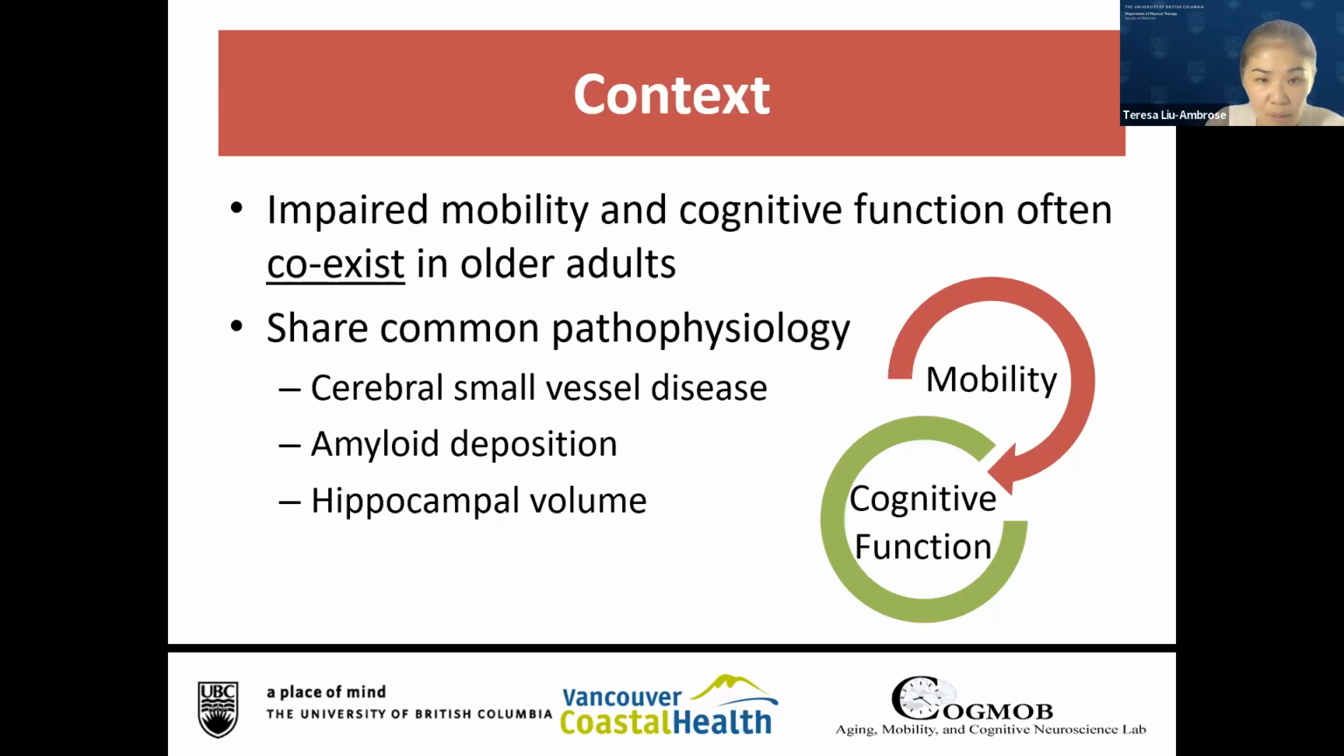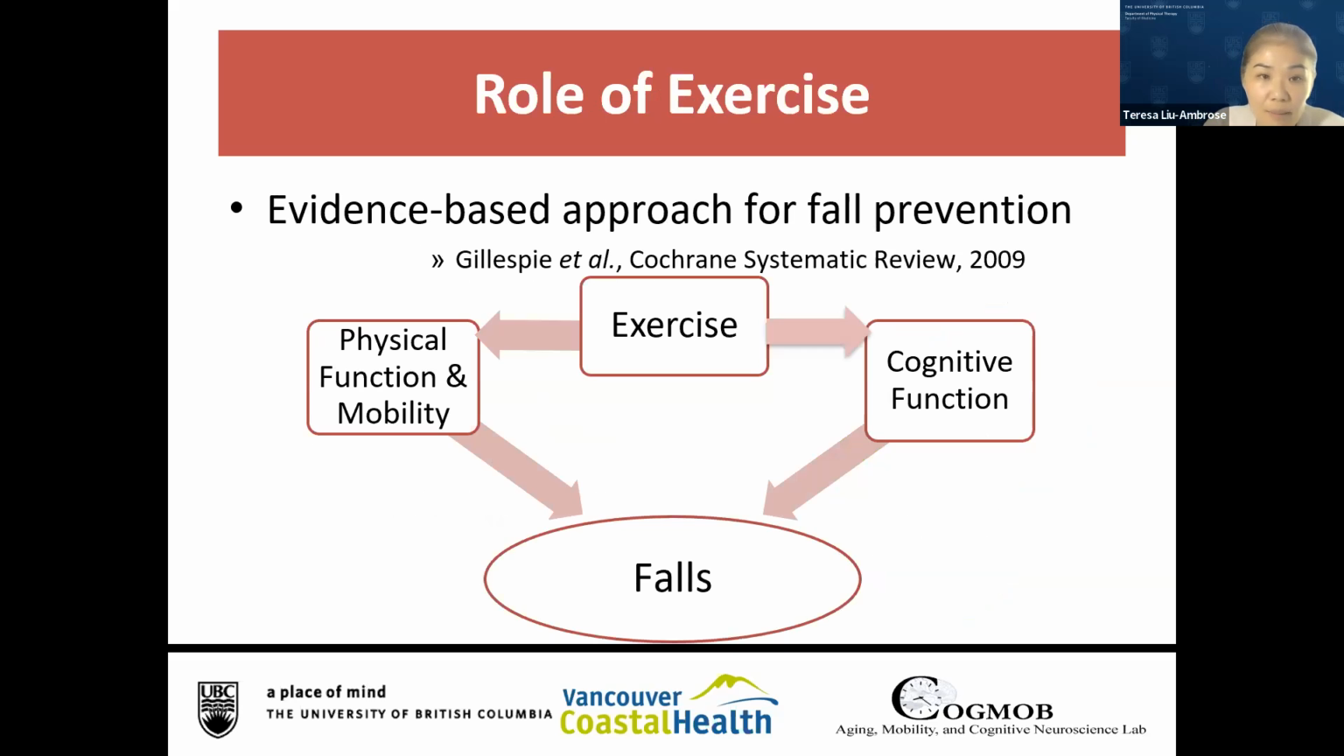But some of the key ones I want to highlight today largely reside within the brain, and they include cerebral small vessel disease, amyloid deposition, which we often associate with Alzheimer's disease, but actually research shows that amyloid deposition also increases the risk for falls, and hippocampal volume, which is a key structure for memory. But again, research has also indicated it plays a role in one's mobility. And when it comes to preventing falls, again, exercise has been really recognized as a key strategy to prevent falls.